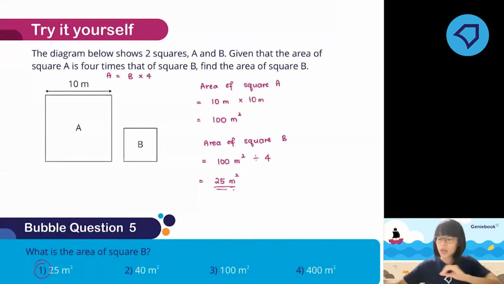Now before I go on to the next one, let me explain something to you guys. Some of you are still confused. How come I need to take 3 meters multiplied by 3 meters? Why do I need to take the length multiplied by length and not 3 meters multiplied by 4? I need you guys to know the difference between perimeter and area.